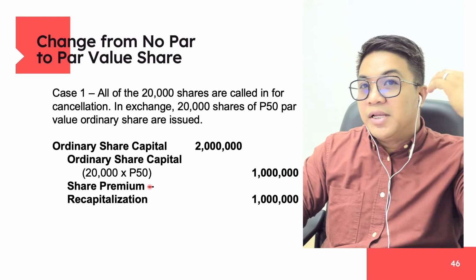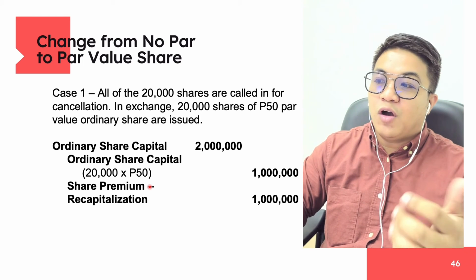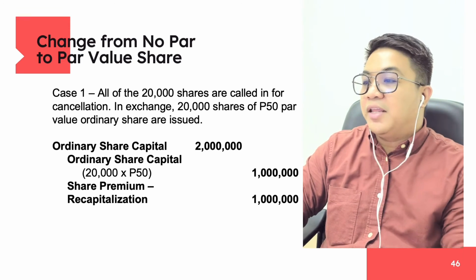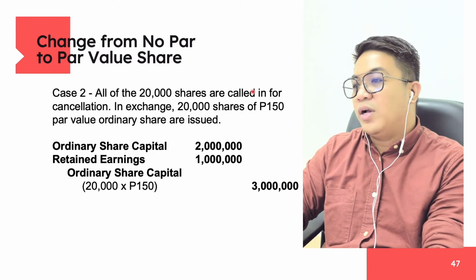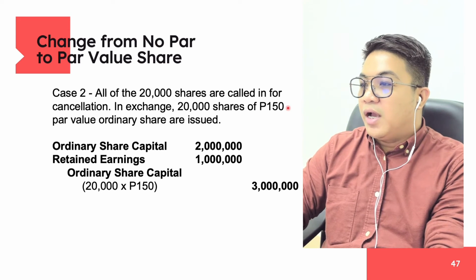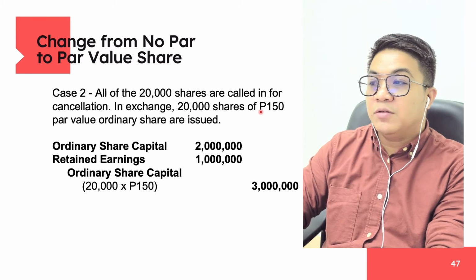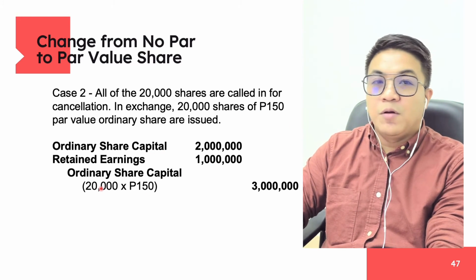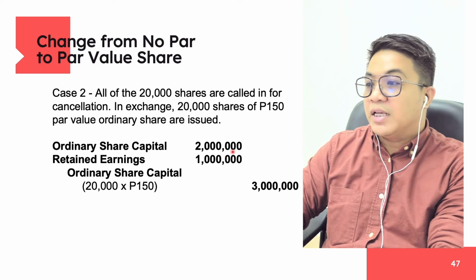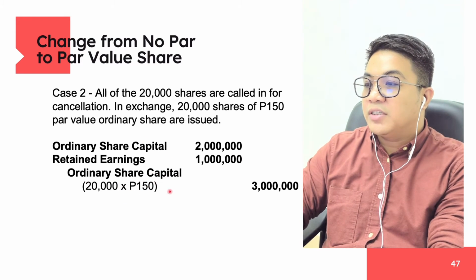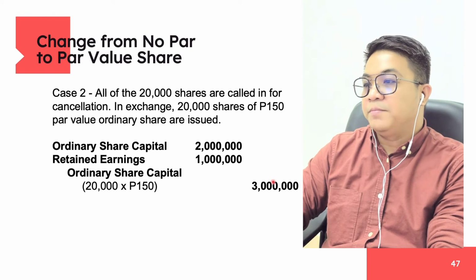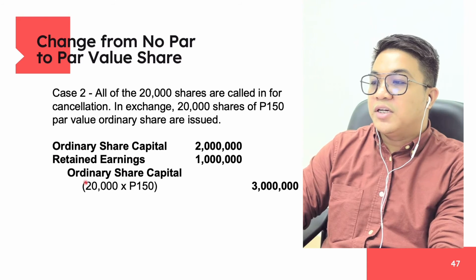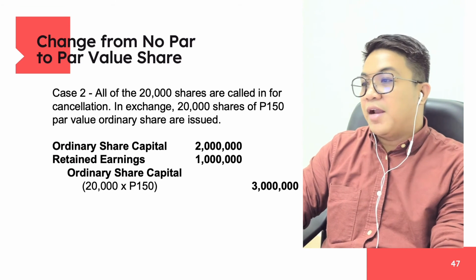Case number 2, you can probably picture it out already. The opposite: instead of share premium, the opposite is retained earnings, but it is a debit. So, it was issued in exchange for 20,000 shares, converted from no par to par value, but it's larger, then we will recognize the 1 million difference. So, where does that come from? 20,000 shares times 150, that's 3 million. So, the difference is in the debit. So, we will recognize the retained earnings, rather.